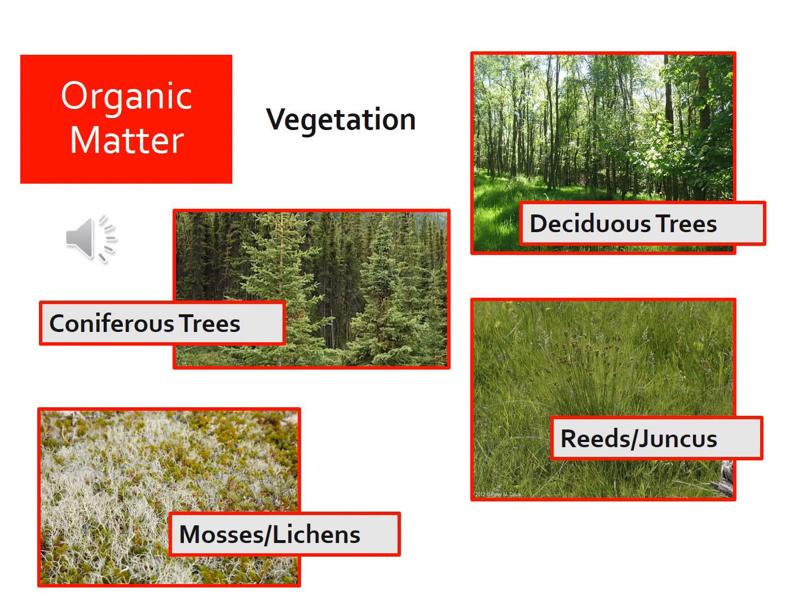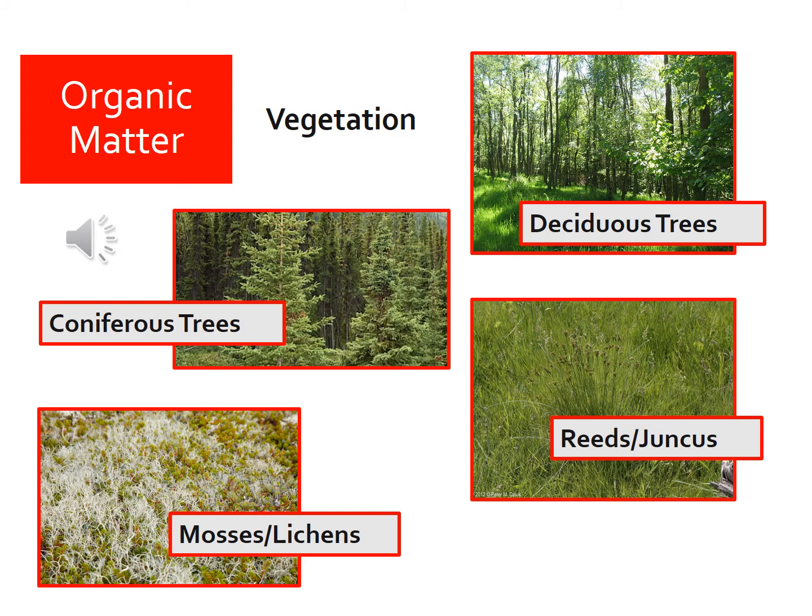Okay, next one is O for organic matter. Now, this we're talking about in terms of vegetation. So we've got on the screen 4 pictures. We've got coniferous trees, deciduous trees, reeds and juncus, and mosses and lichens. All of these are going to link to particular types of soil, the podzol, the clay, and the brown earth.